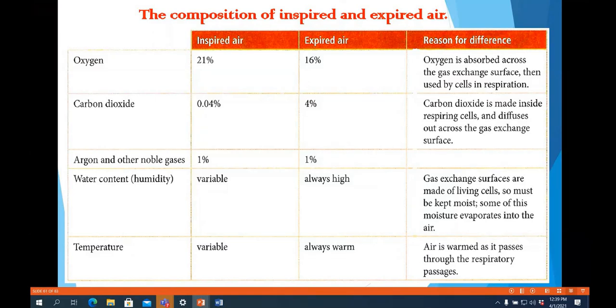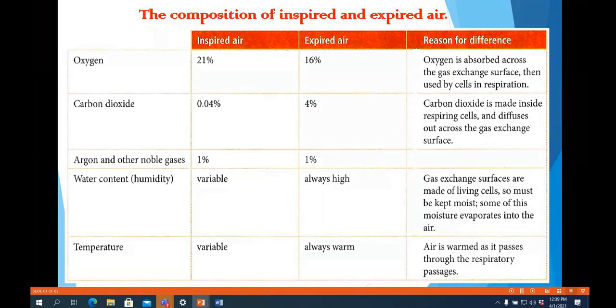Thank you so much, Rawasan. Alright ladies, so here you can see the composition of the inspired and the expired air, as Rawasan just read about. This is the difference between oxygen, carbon dioxide and other gases, and also a little moisture, which is the water content in the inspired and the expired air. And you can also see the temperature difference between the inspired and expired air.